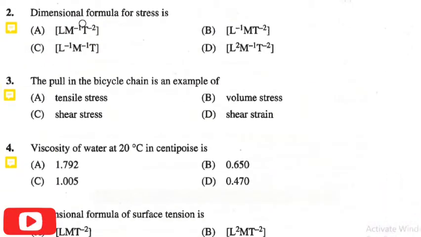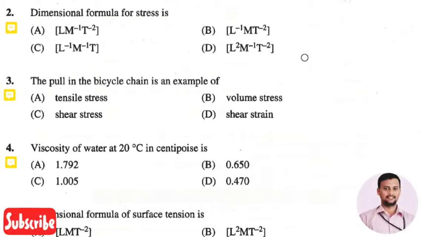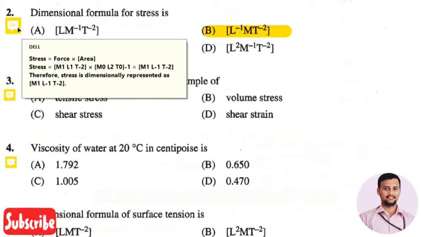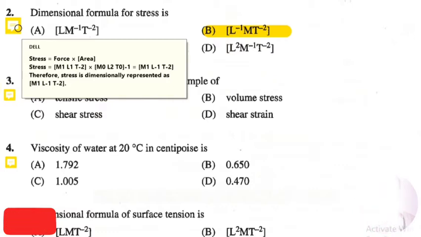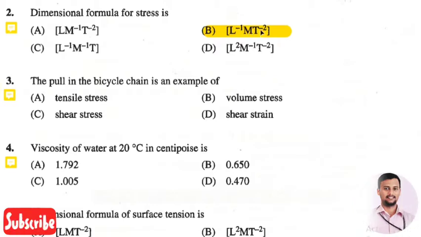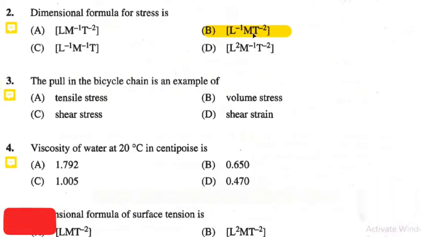The next question is: the dimensional formula of stress is, the right answer is option 2, that is L raised to minus 1 M T raised to minus 2. We know that stress can be given as force divided by area. Now the dimensional formula for force is M raised to 1 L raised to 1 T raised to minus 2, and area is M raised to 0 L raised to 2 T raised to 0. If you divide these dimensional formulas, you will get L raised to minus 1 M raised to 1 T raised to minus 2. So that is the dimensional formula for stress, where L is length, M is mass, T is time.